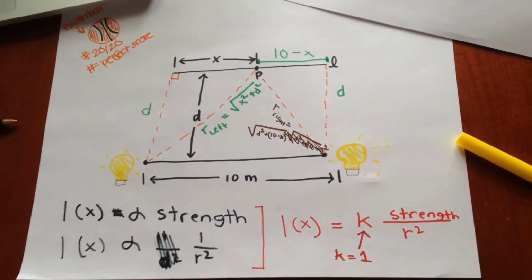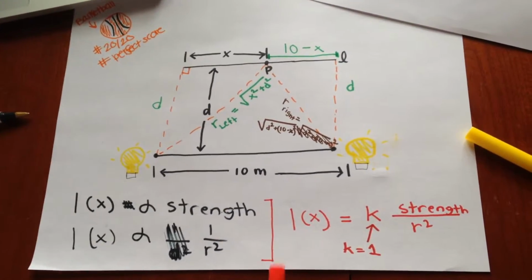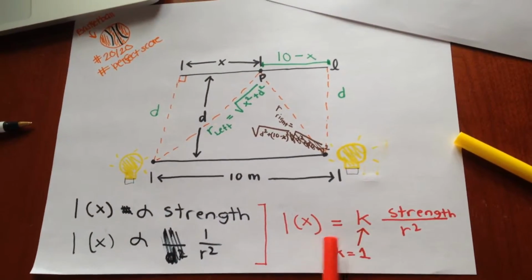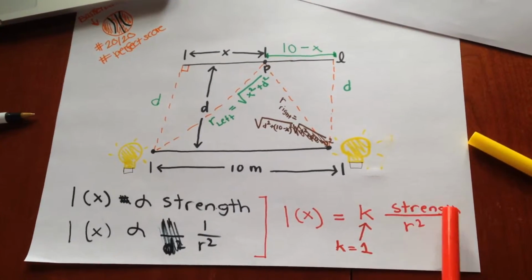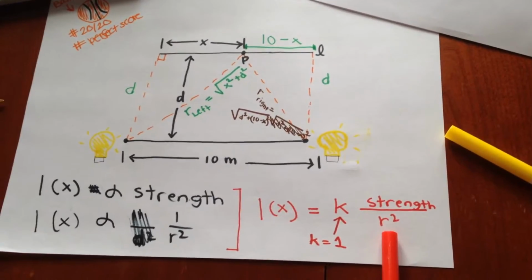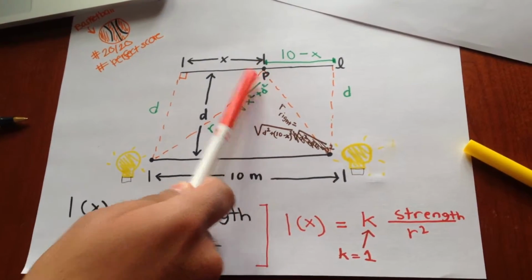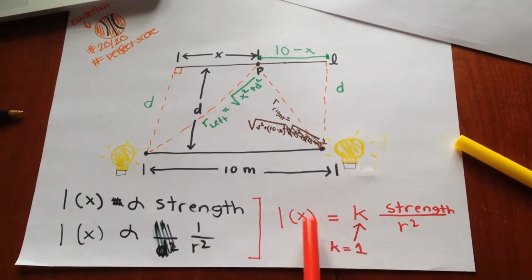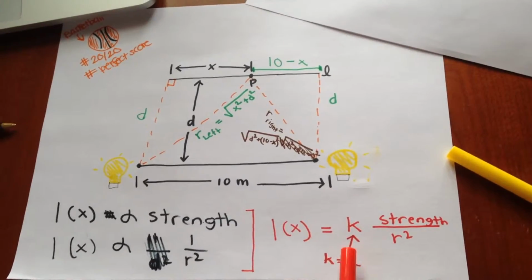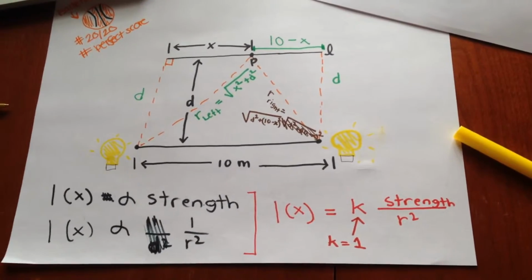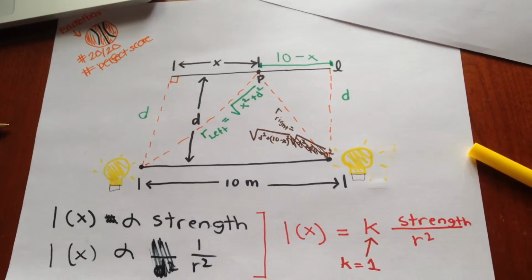Okay. So given the information we already know, we can say L of x is equal to some constant times the strength over r squared. R squared in this case is the distance from the light bulb to point P. And the constant we know is 1 because the problem explicitly states that the two light sources are of identical strength.